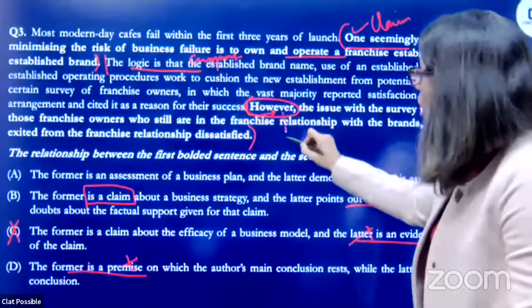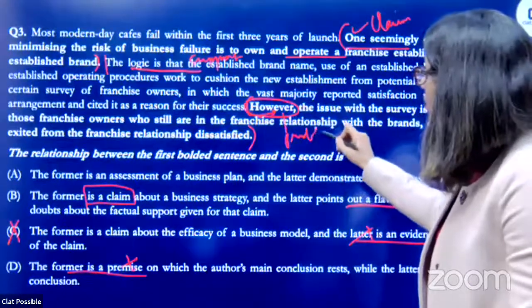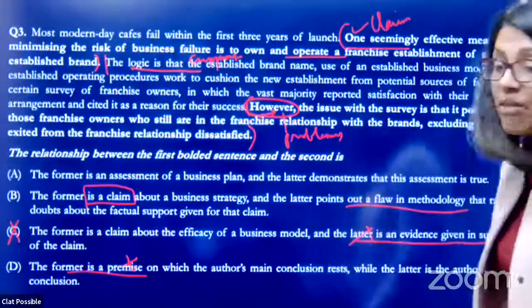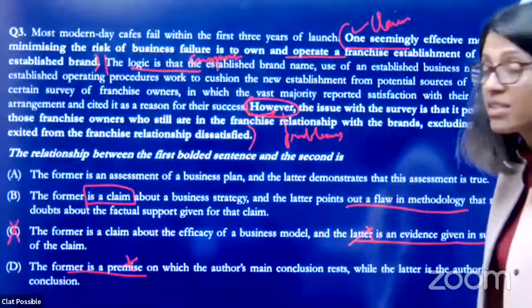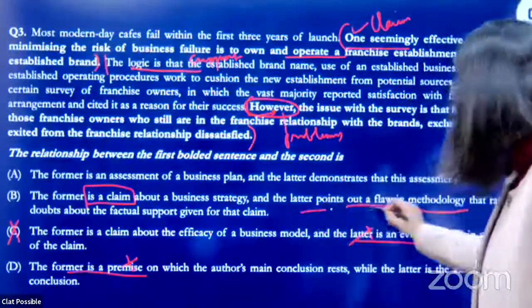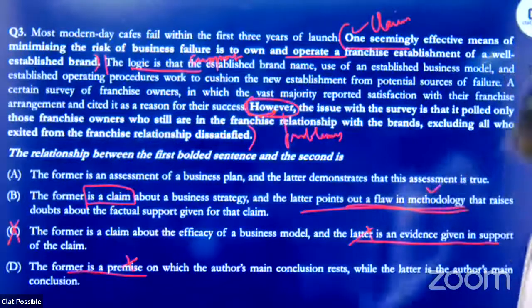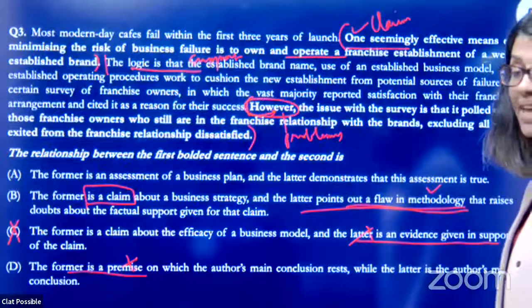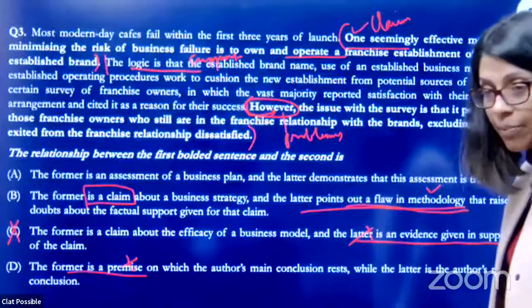But this shows problems with the survey. It does not show problems with the franchisee. It shows problems with the survey. So the second part is a flaw in methodology. Flaw in methodology means the way the survey was conducted.